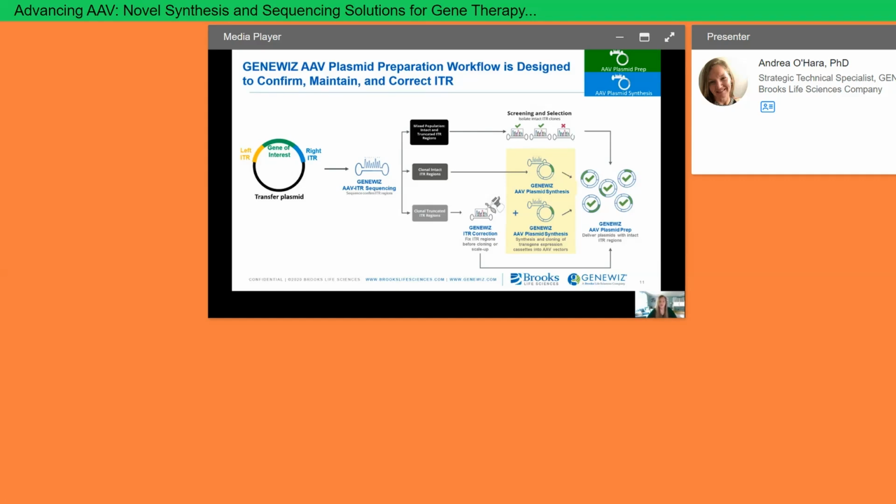If we are looking to actually synthesize a plasmid or make plasmid edits, we can clone intact ITR regions to it. Or if we have a plasmid that's been put together, but we notice that there are some inconsistencies within the ITR, we do offer ITR correction to fix these regions before cloning or scale up. Once we have a great plasmid that is full, intact, and ready to go, we have a number of solutions to take us moving forward.